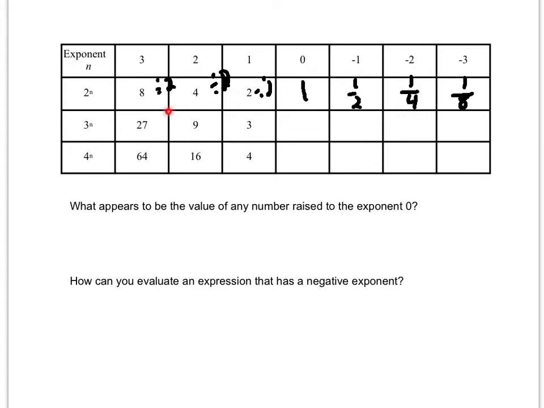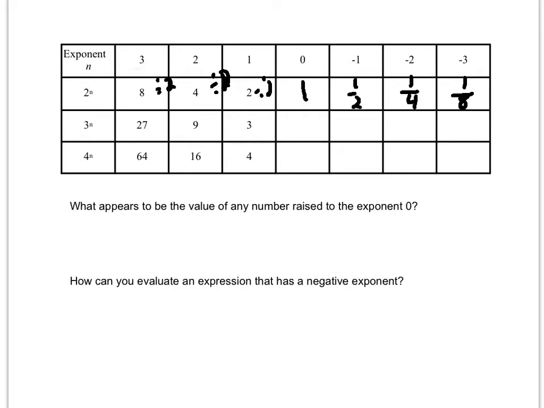So look at the pattern here when we go down by 2. Okay, so 2 to the 0 power is 1. Okay? And 2 to the negative first power is 1/2. And 2 to the negative second is 1/4. Okay, so let's look and see how this pattern goes throughout other numbers.